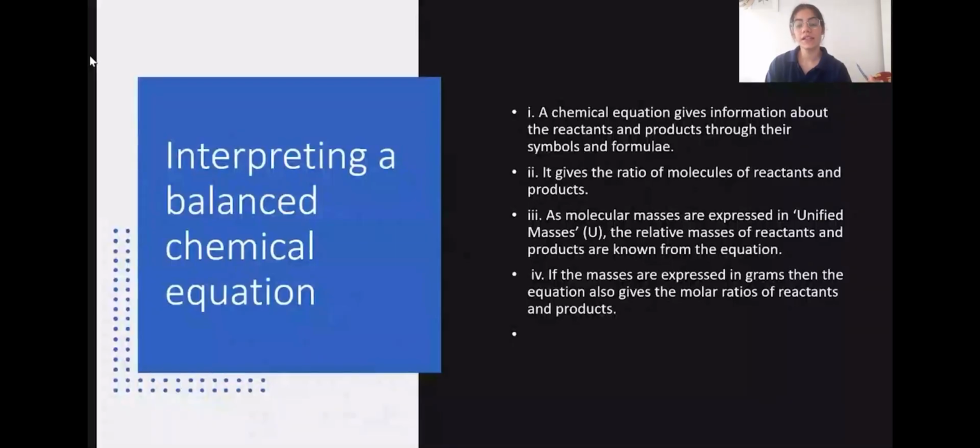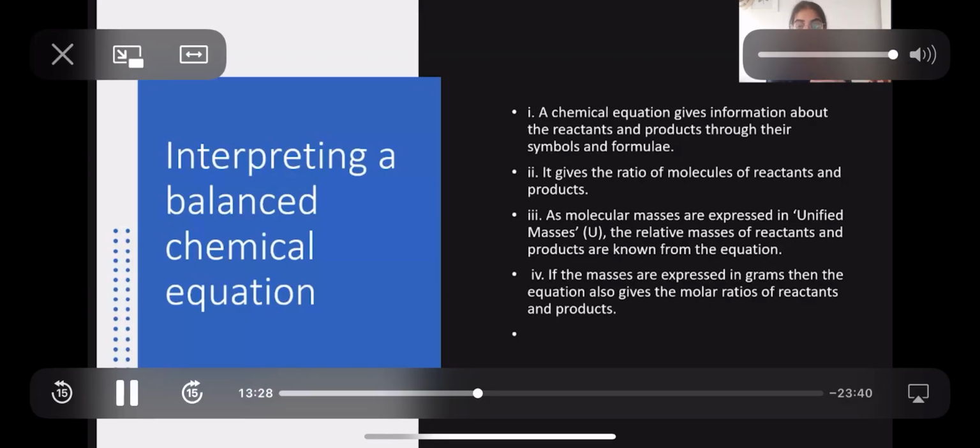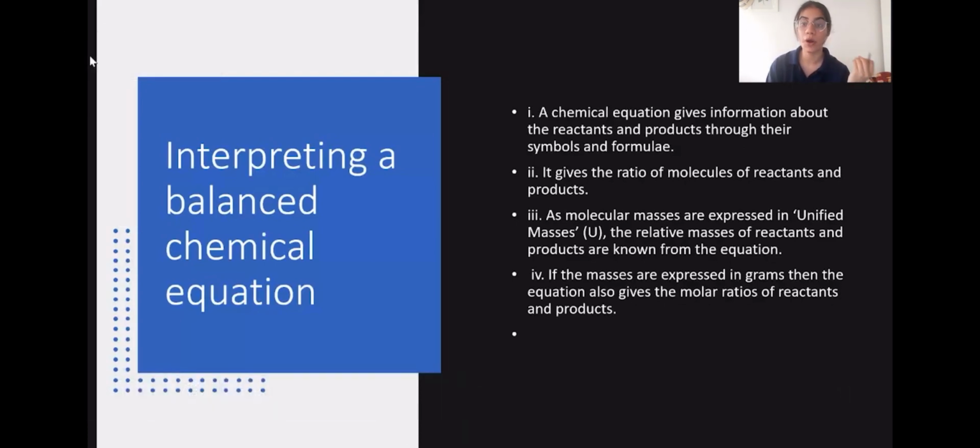Now, we study interpreting a basic balanced chemical equation. We know that the chemical equation gives information about the reactants, about the products, whether they are in solid form, liquid form, or gaseous form, whether heat was evolved, whether a gas was evolved, whether a precipitate was formed, whether some kind of temperature condition was changed, whether some kind of catalyst was present and was affecting the rate of reaction.